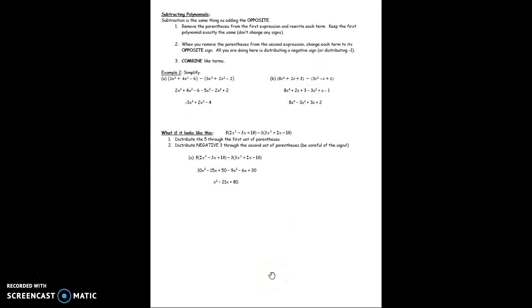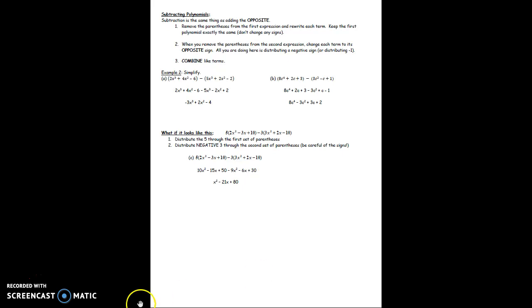All right, let's keep going. Let's look at subtracting polynomials. So the same thing as before, the subtraction is the same thing as adding the opposite. And you're going to remove the parentheses from the first expression and rewrite each term. Now, when you remove those parentheses from the second expression, you have to change everything in there. You have to change the sign of everything in the second one.